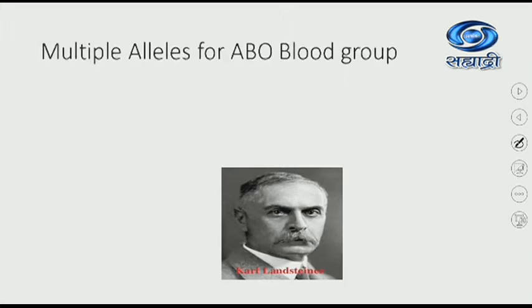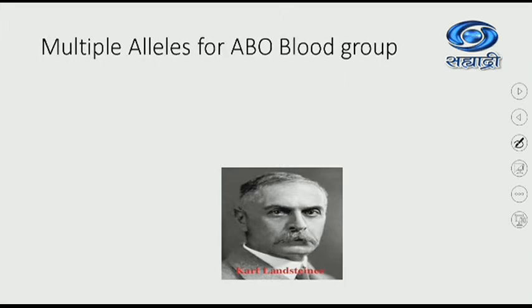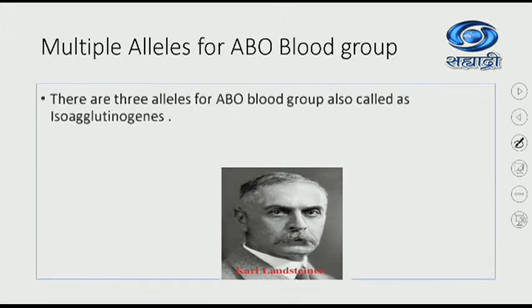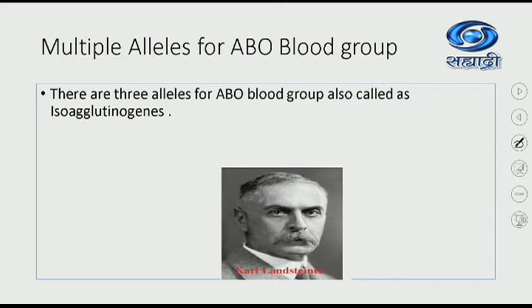Here we'll study multiple allelism for the ABO blood group. And in the picture you can see Dr. Karl Landsteiner, the great man who proposed the ABO blood group system. Now, there are 3 alleles. Again I repeat, what is multiple allelism? Many alleles for 1 character. What is the character here we are studying? Blood group. And now we are going to study how multiple alleles occur in the ABO blood group system.